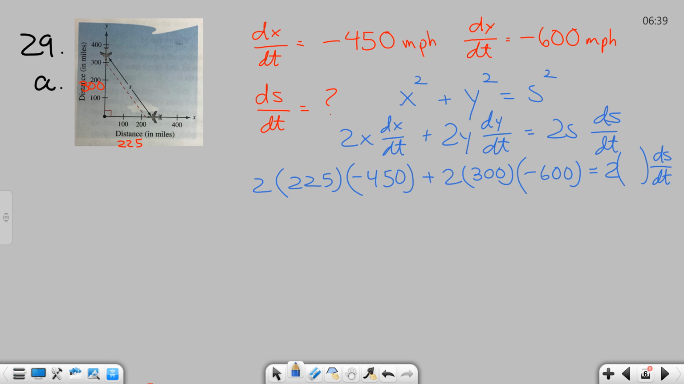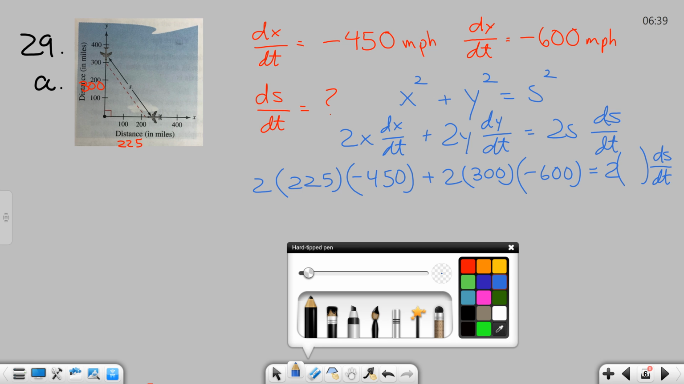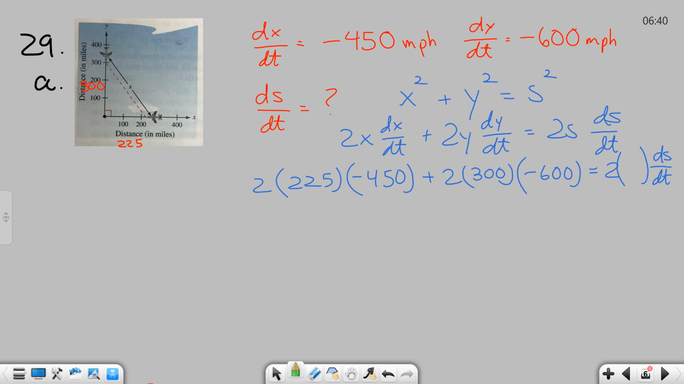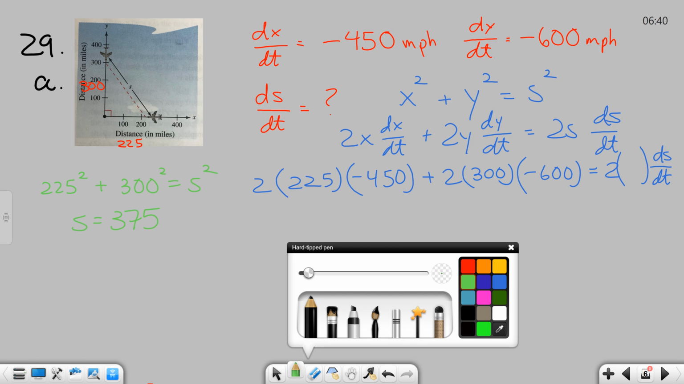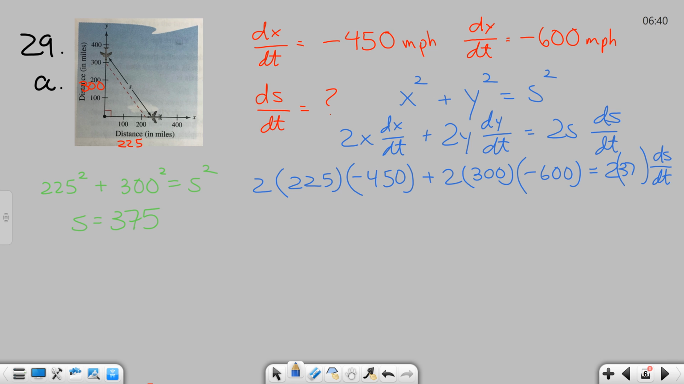So we've got to find s here. We're wondering how big that s value is. To find that s value, I've got to come over here and do a little bit of sidebar action. At the snapshot in time, the question is how big is the s value? Well, that becomes another Pythagorean theorem problem here. 225 squared plus 300 squared is equal to s squared. And doing the math there, s turns out to be a nice pretty answer of 375.